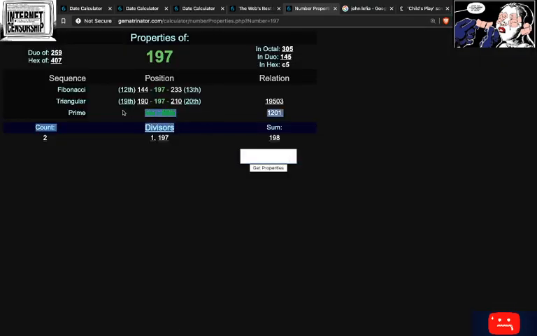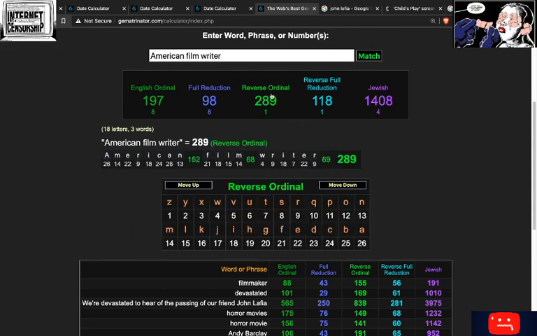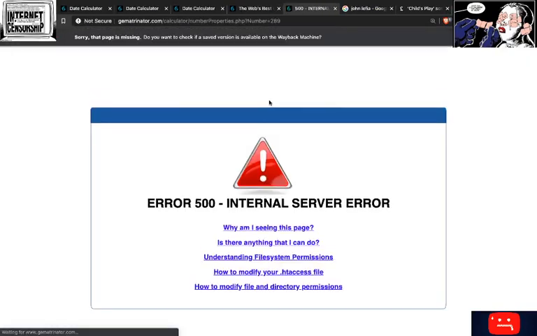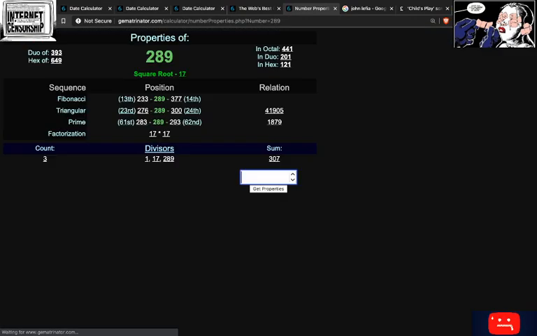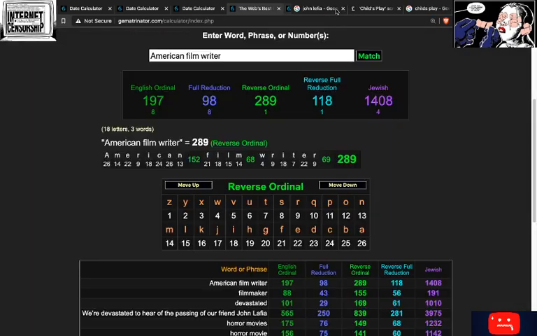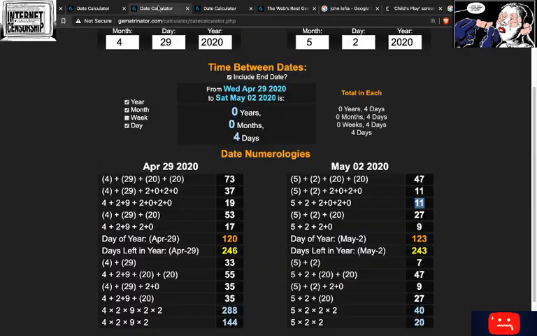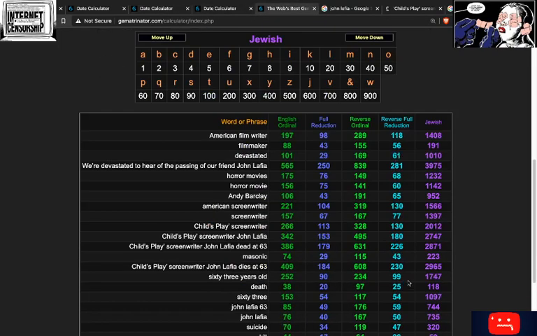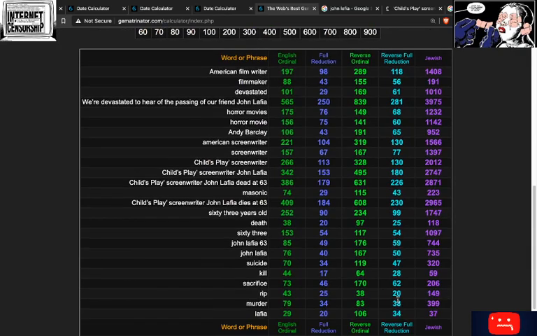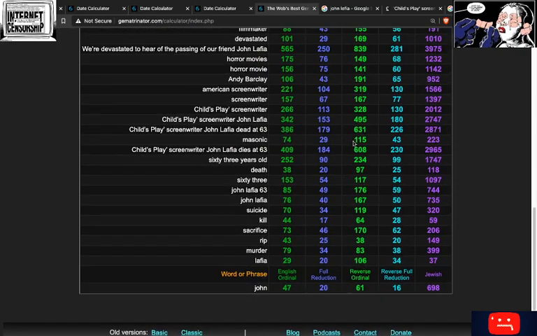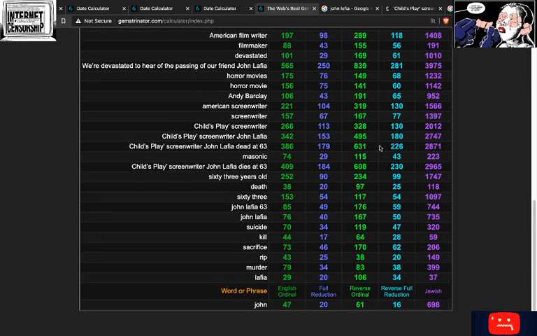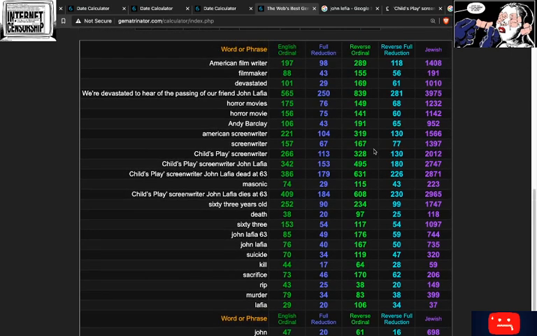197, there it is again, the 45th prime. We've seen 118, death equals 118. Oh, Latin Jewish cipher. Here it is, 289, has a square root of 17. Can't make it up. Said dead on a 17 date numerology. Just crazy. I wasn't even looking for this. 246. There might be a 246 somewhere too. I wouldn't even be surprised if the other thing I had open had a 246 in there. I would not be surprised the least bit.